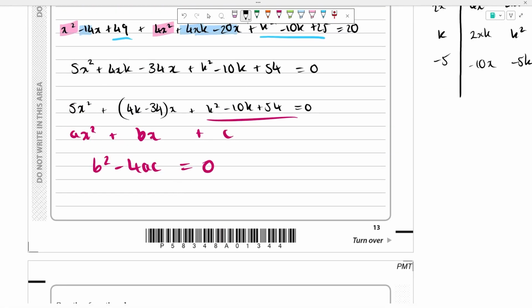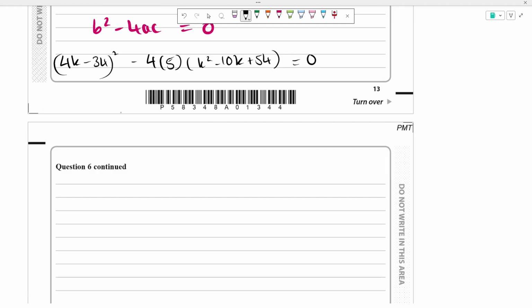We should end up with two values, hopefully. And let's work that out. So b squared is going to give us 4k minus 34 all squared, minus 4, a is 5, c is k squared minus 10k plus 54. And this is going to equal 0. And we're going to start to solve for k.